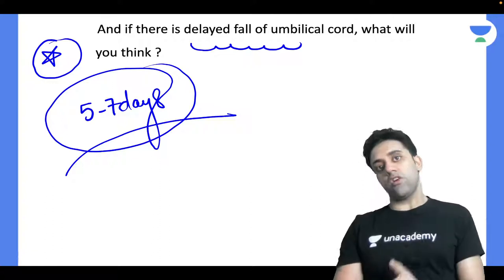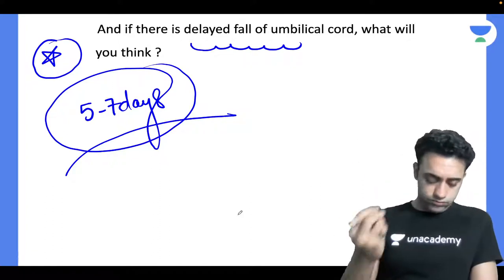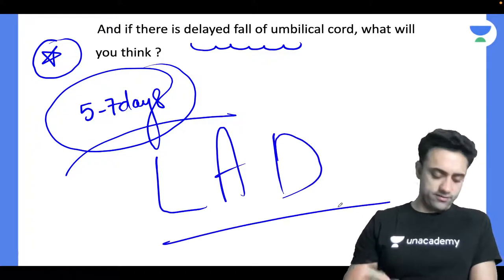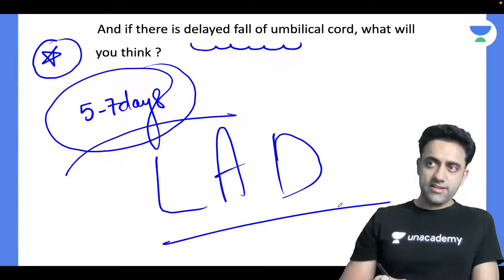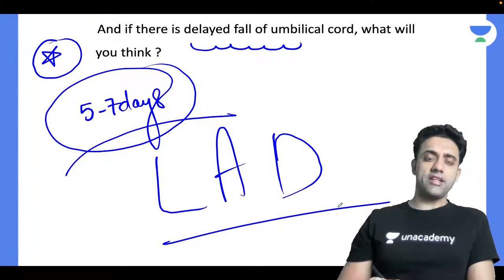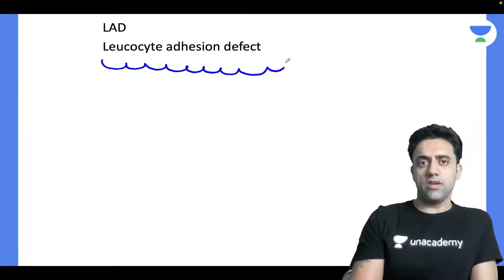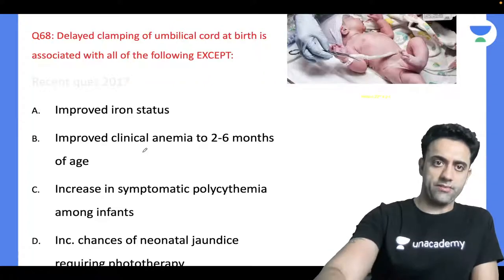If there is delayed fall of the umbilical cord, then what will you think of? Anyone? Yeah, exactly. There's only one answer: leukocyte adhesion defect, LAD type 1. It may lead to severe sepsis, and that disease entity is known as leukocyte adhesion defect. Another PG question. Next question.